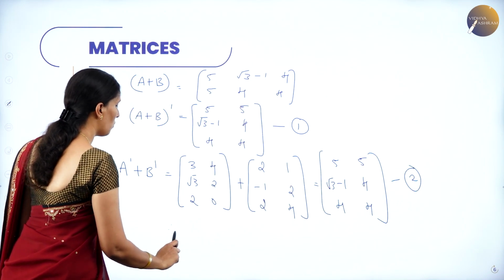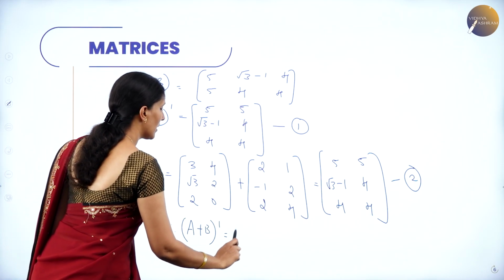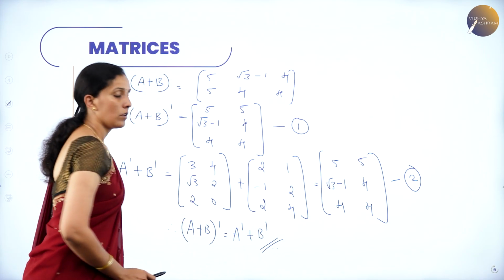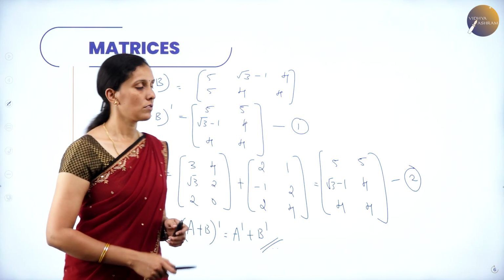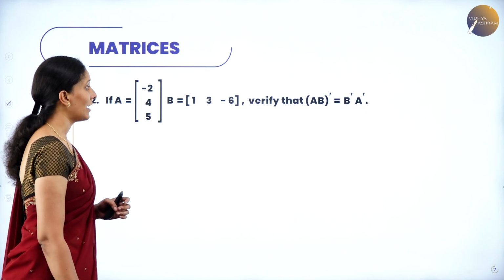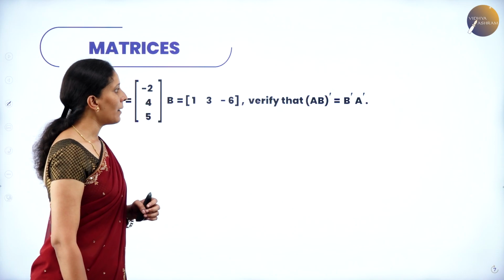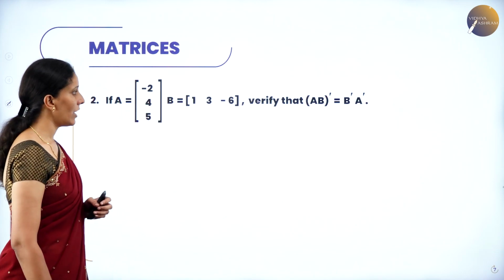So from 1 and 2, what can we conclude? (A plus B) whole transpose is A transpose plus B transpose. So these are a few properties of the transpose of matrices. Next question. If A is equal to minus 2, 4, 5 and B is equal to 1, 3, minus 6, verify (AB) whole transpose is equal to B transpose into A transpose.